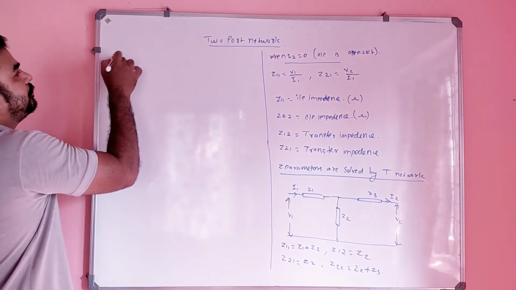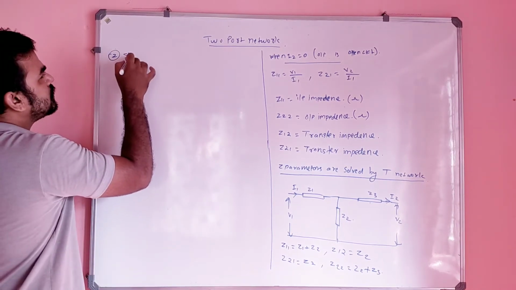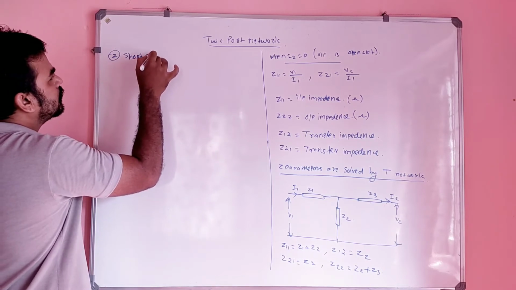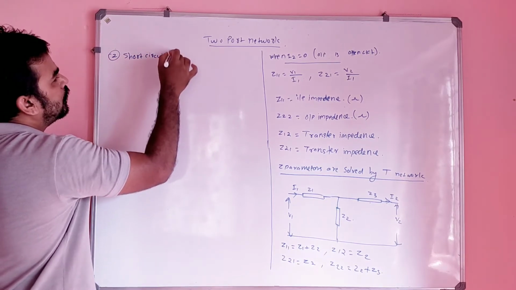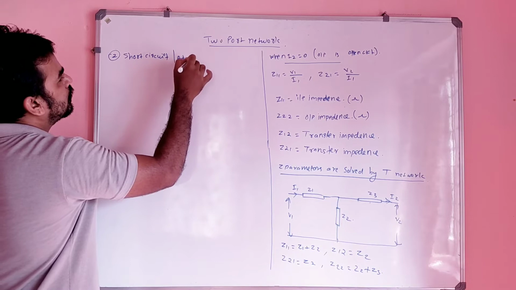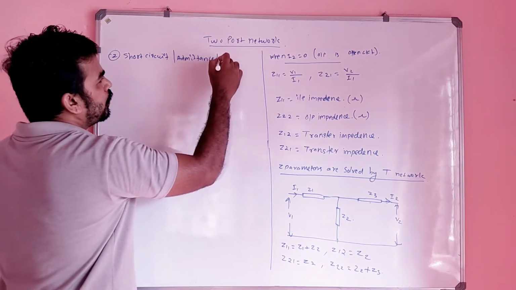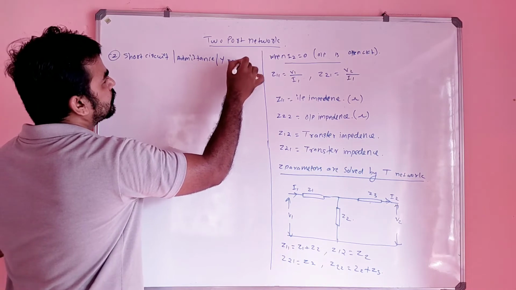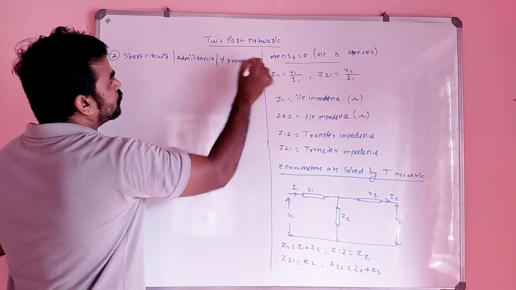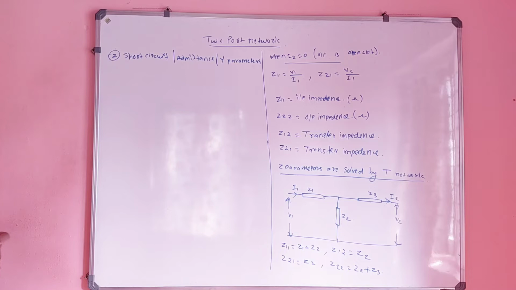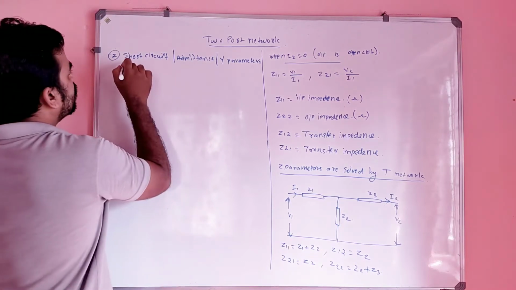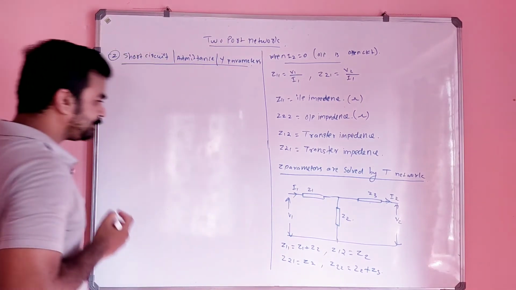Next we have to say short circuit admittance or Y parameter. Y parameter. Short circuit, admittance or Y parameter.